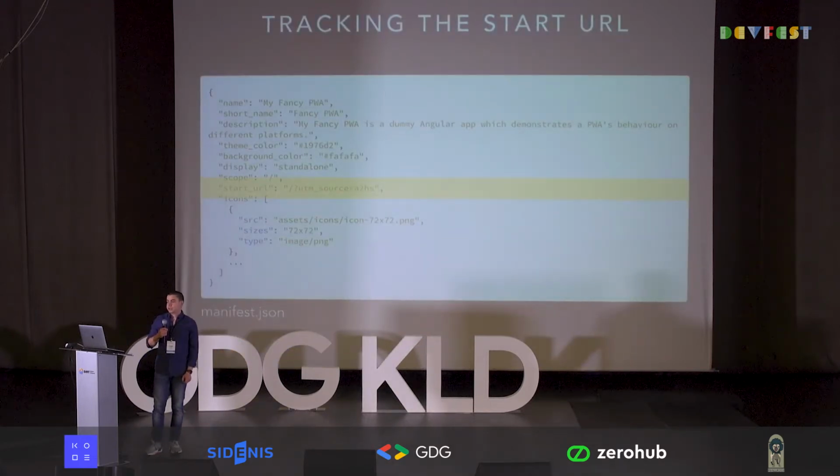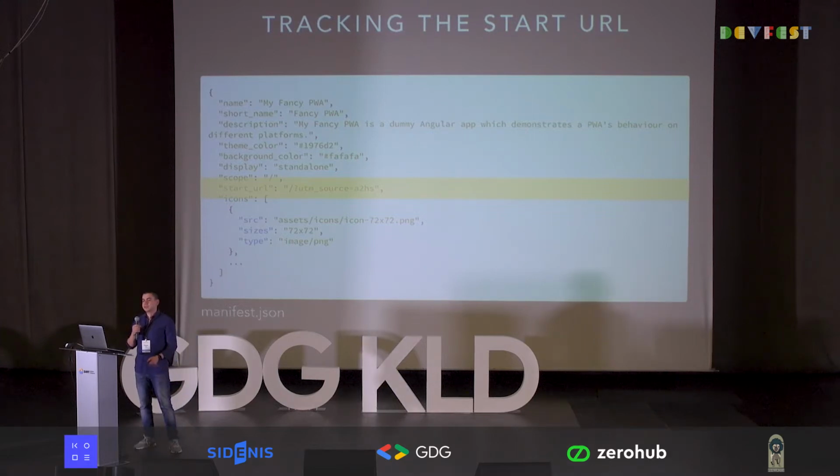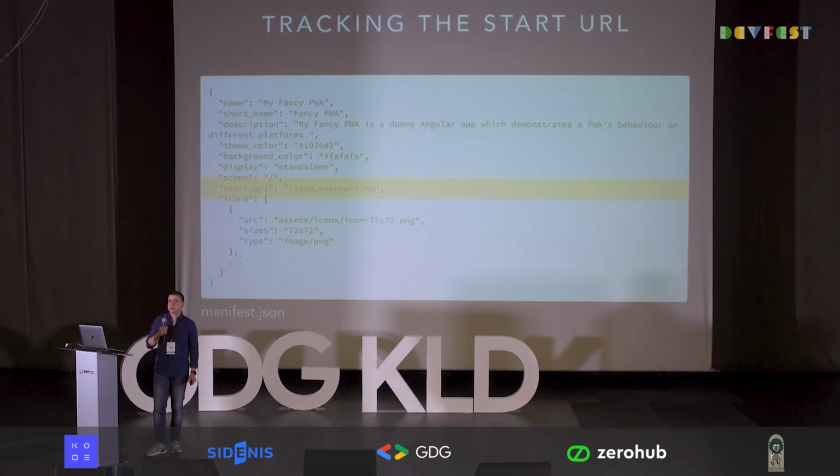Another improvement that you can do on the web app manifest file is adding a query string parameter at the end of the start URL. By doing this, you can track how often your installed app is being launched on the user's home screen.